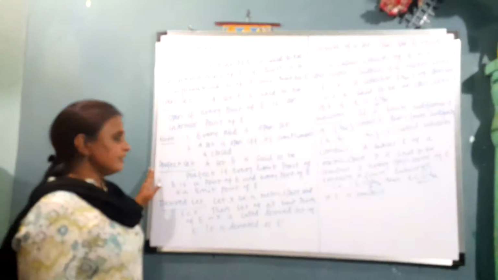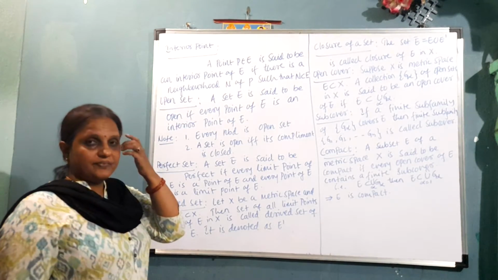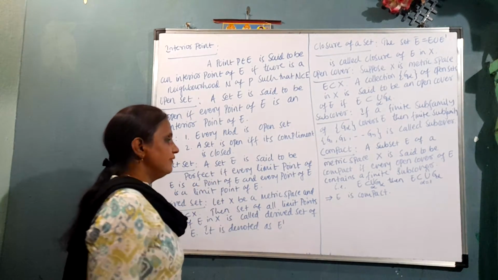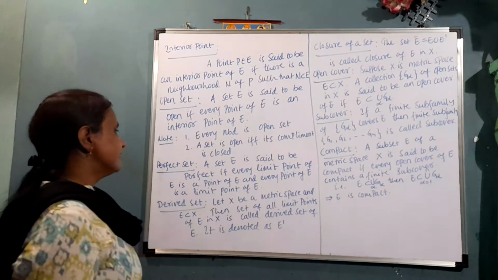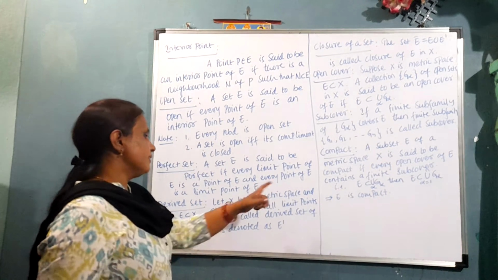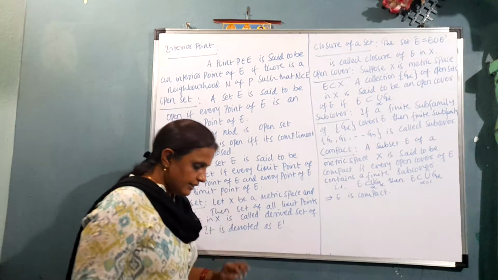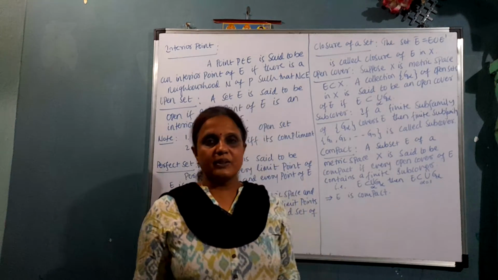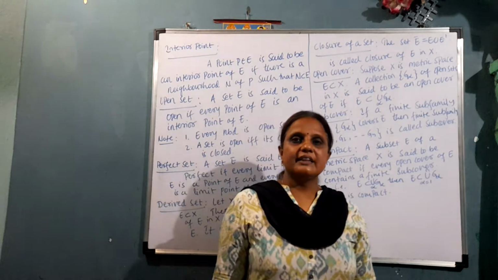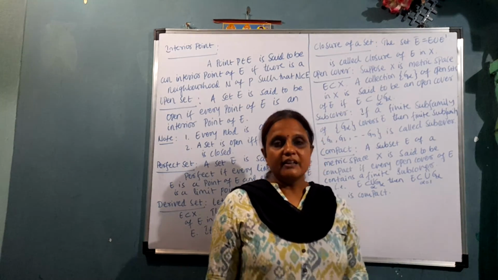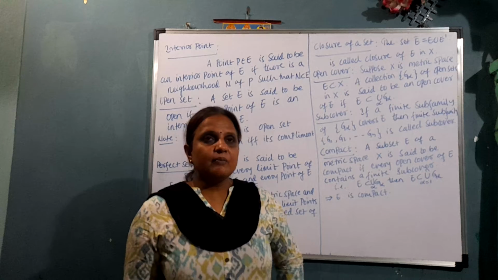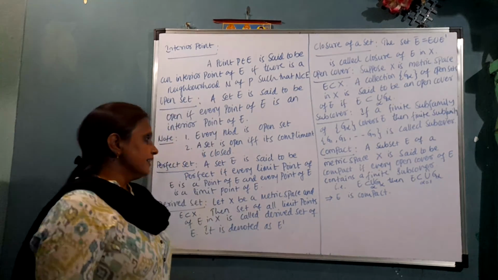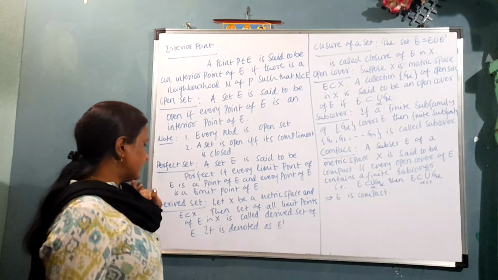Next definition, we have the perfect set. A set E is said to be perfect if every limit point of E is a point of E and every point of E is a limit point of E. Means if there is a set such that all the limit points are inside E only, then E is said to be a perfect set. Here, a closed set means it contains its limit points. If all the limit points are inside, and every point is a limit point, it is said to be a perfect set.